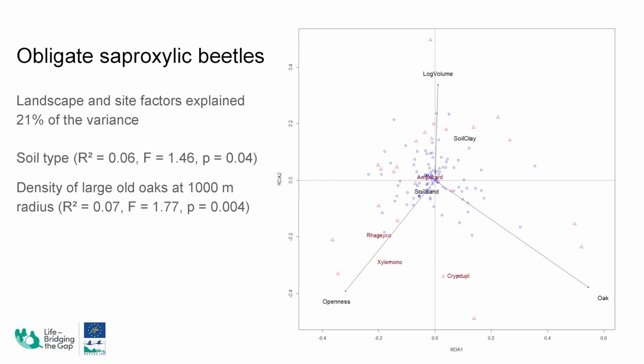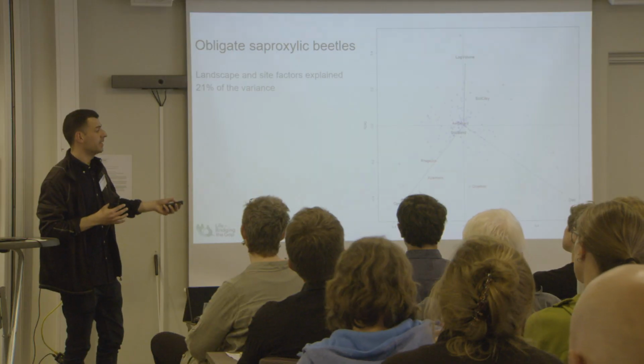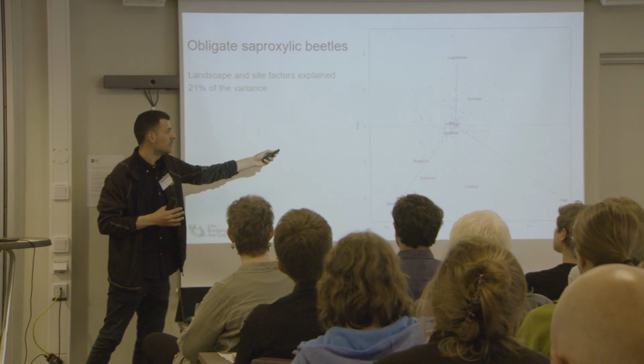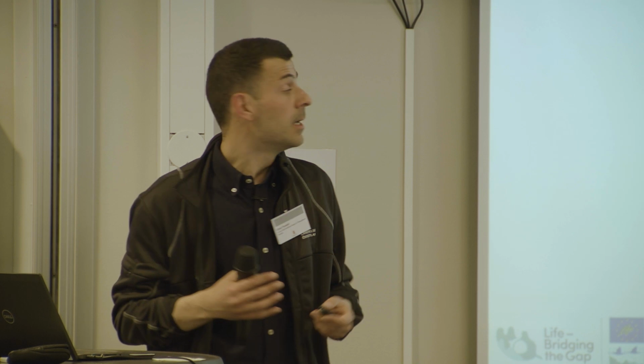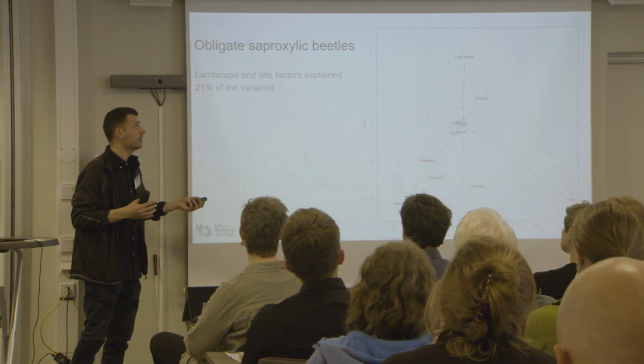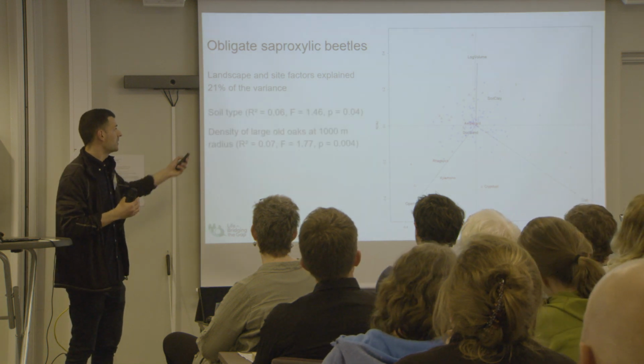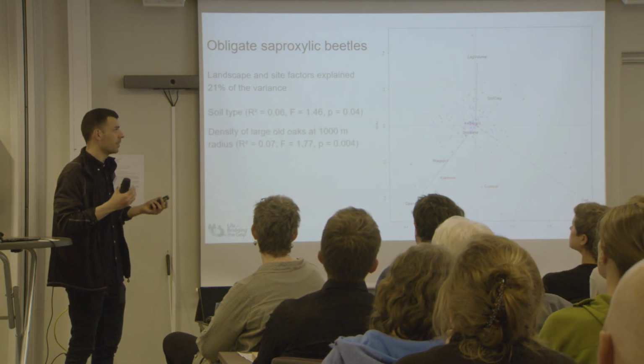Okay, so this was just quickly an ordination to see the effect of different variables on the species composition. The landscape and site factors used in this analysis, which were canopy openness, density of oak, soil type, and log volume, explained 21% of the variance, which is a decent amount. But this told us as well that there are other variables of larger interest that explain this variation a lot more. But both soil type and density of larger old oaks were significant.